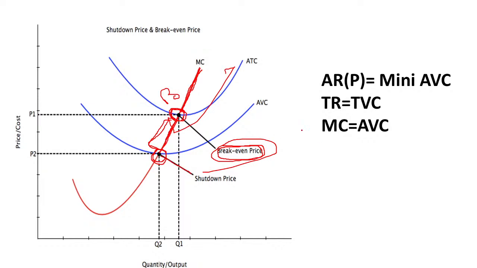So at the shutdown point, average revenue is equal to average variable cost, or price is equal to average variable cost, total revenue is equal to total variable cost, marginal cost is equal to average variable cost.